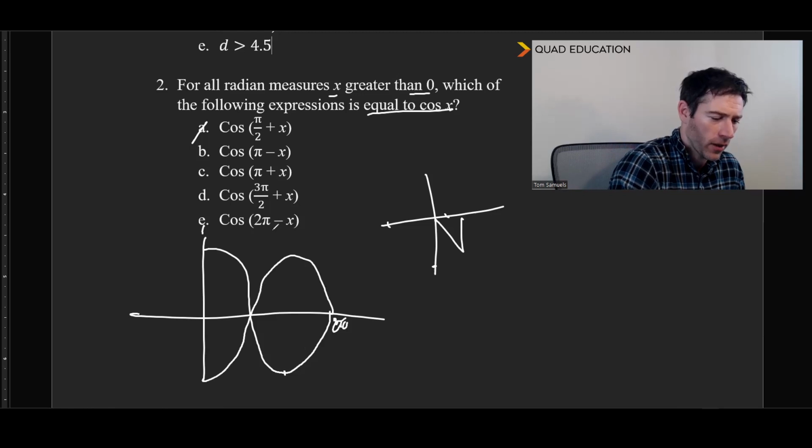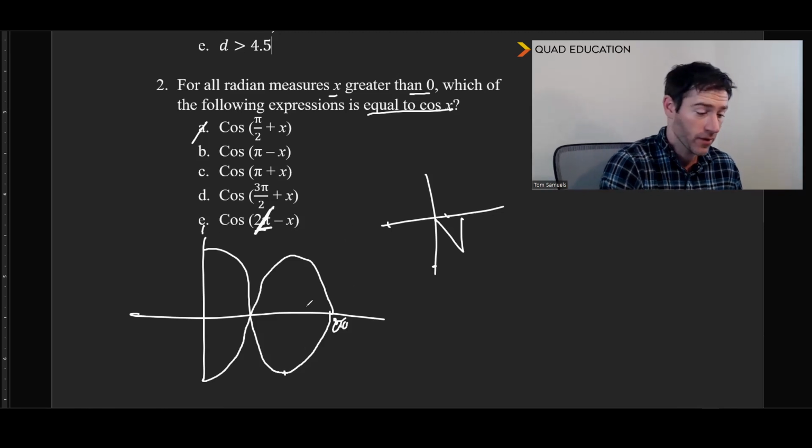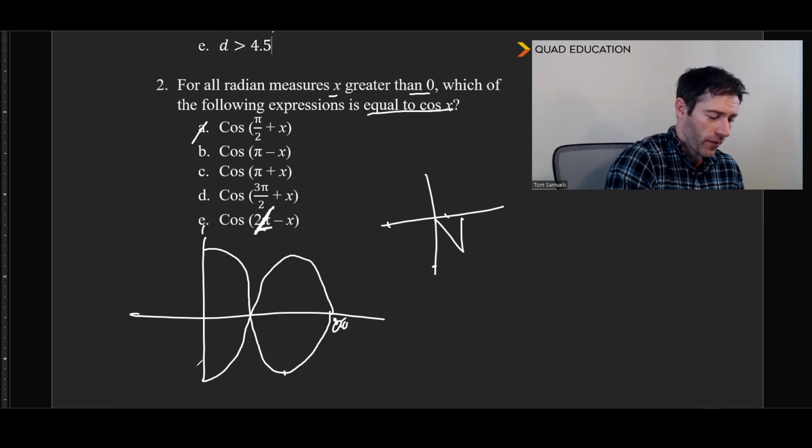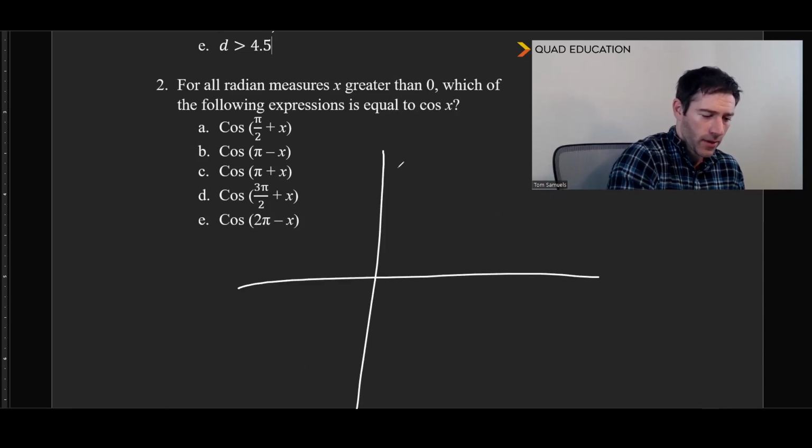But what I really like here is the idea that 2 pi is right there. And 2 pi is the same thing as 0. So what that's really saying is that the cosine of x is equal to the cosine of negative x. And that's really well illustrated if I clear this out a little bit and we look at what cosine of x looks like. It's like this.